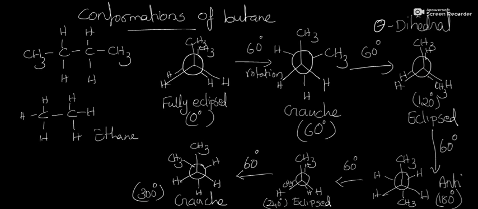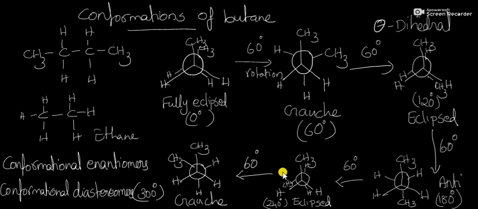Two conformers which are non-superimposable mirror images of each other are called conformational enantiomers. If two conformers of a substance are not non-superimposable mirror images of each other, they are called conformational diastereomers. For example, the anti-form of butane is a conformational diastereomer of the Gauche form.